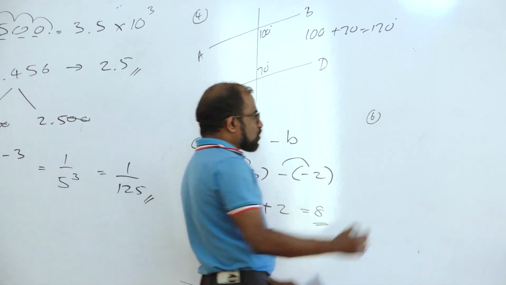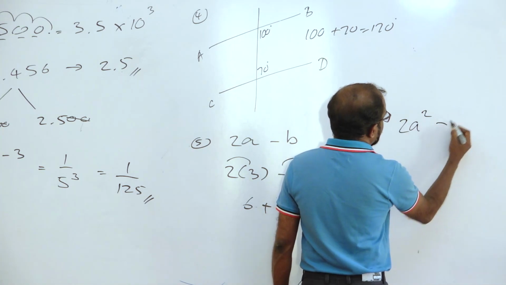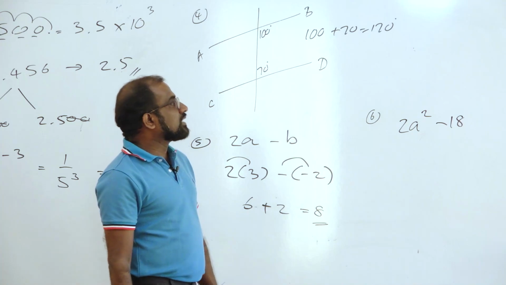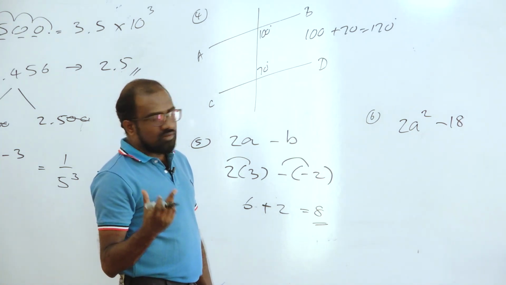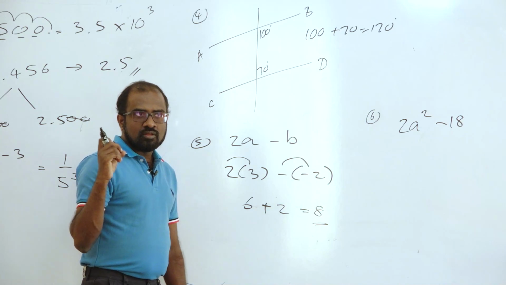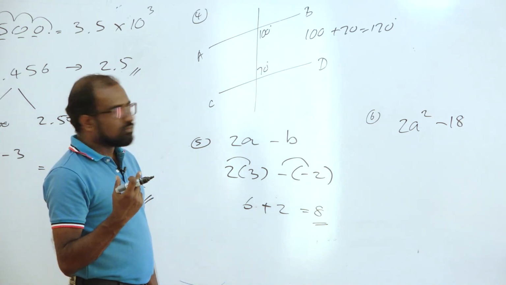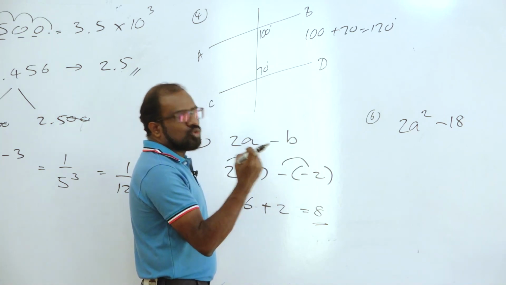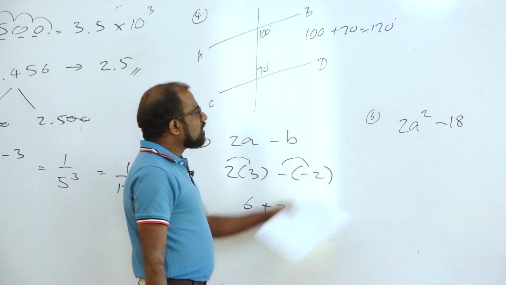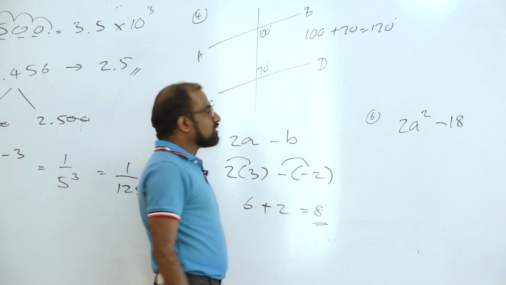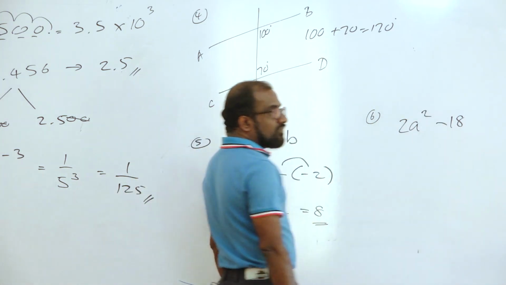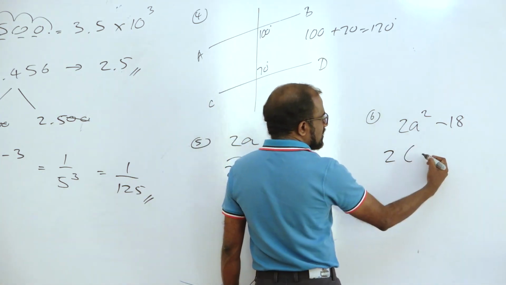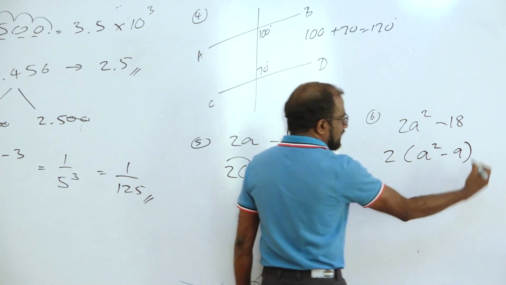Factorize 2a squared minus 18. It's a classic. When a factorization sum is given, what is the first thing we should check? Whether we can take a common factor out. That is the first thing you check. Is there a common factor you can take out? Yes. 2a squared and 18 both can be divided by 2. So take the common factor 2 out. What remains inside? A squared minus 9.